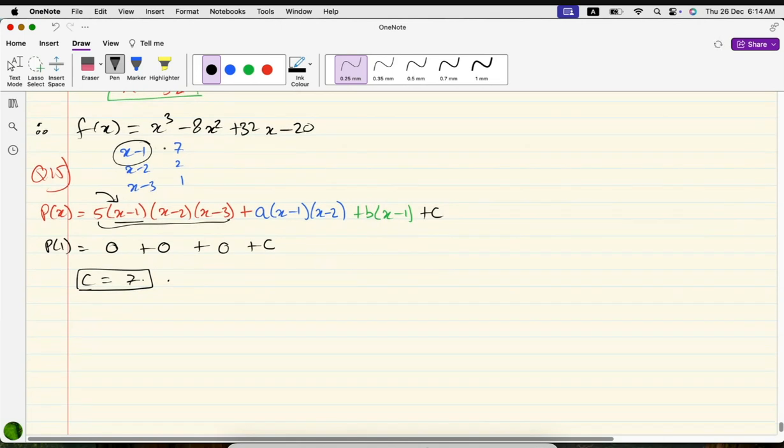Now when we use x minus 2, that means x is 2. So p of 2 equals, again, the first part becomes 0, because of this x minus 2 with a becomes 0. B into 2 minus 1 plus c. We can just replace c with the known value 7. 2 minus 1 is 1. So b plus 7 equals 2. B equals 2 minus 7. B equals minus 5.